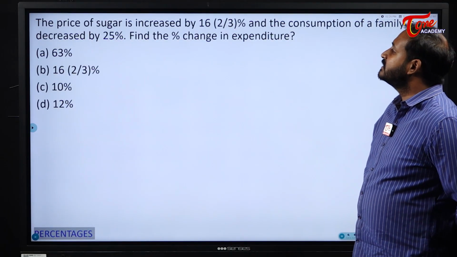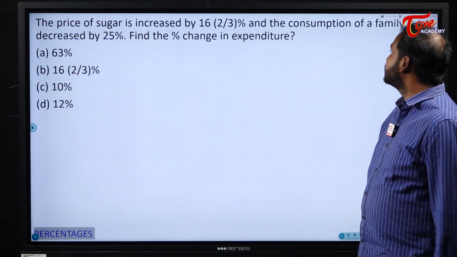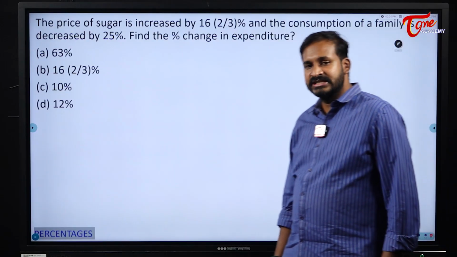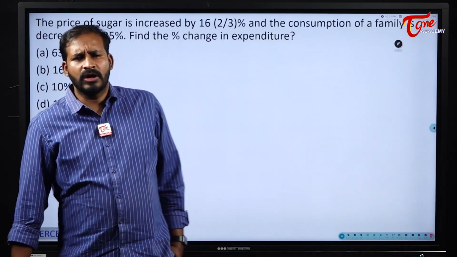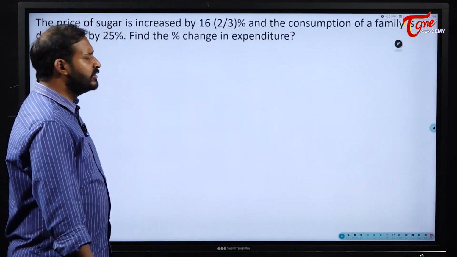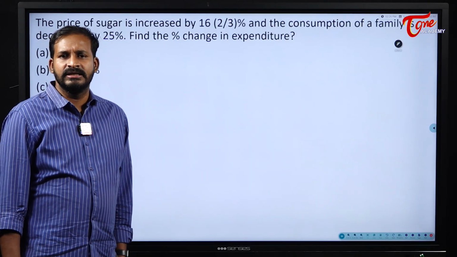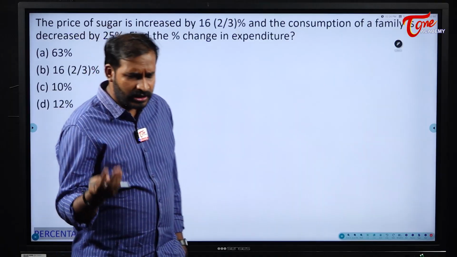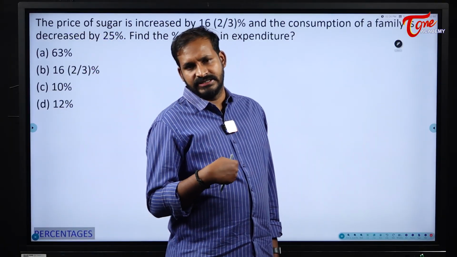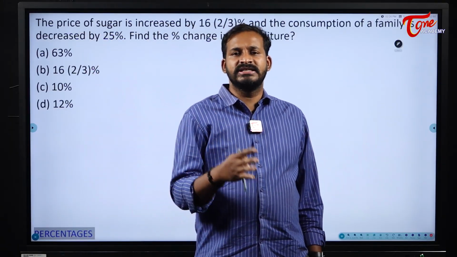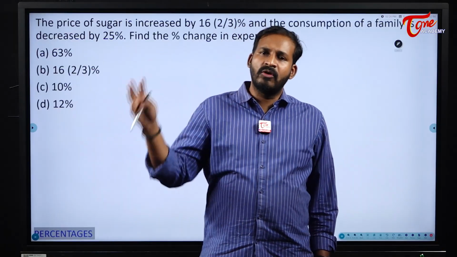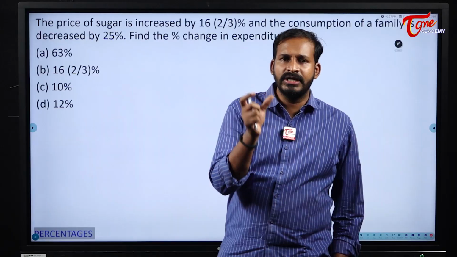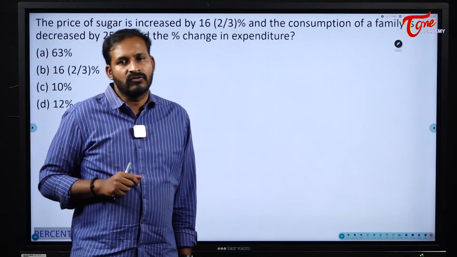Next. The price of the sugar is increased by 16 2/3% and the consumption of the family is decreased by 25%. Find the change in expenditure. More or less the same concept. Usually we calculate the expenditure as the price of a product into our consumption. For example, if the sugar price is 20 rupees per kg and you consume 5 kgs per month, what is the amount you spend on sugar? 20 into 5, right? That means you have multiplied the price with the quantity.